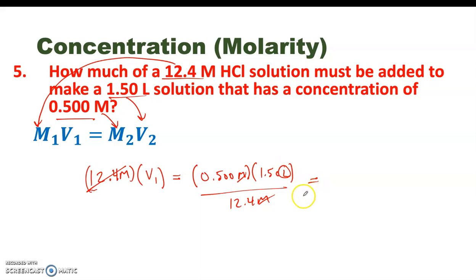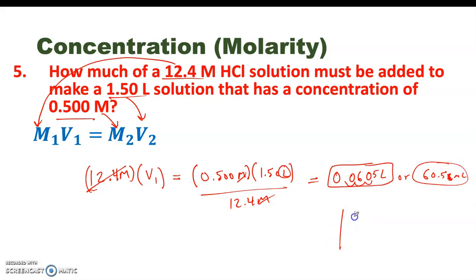So I take 0.5 times 1.5 divided by 12.4, and my answer is 0.0605 liters. And if you want to measure this in milliliters, that is 60.5. Sorry, that's milliliters.